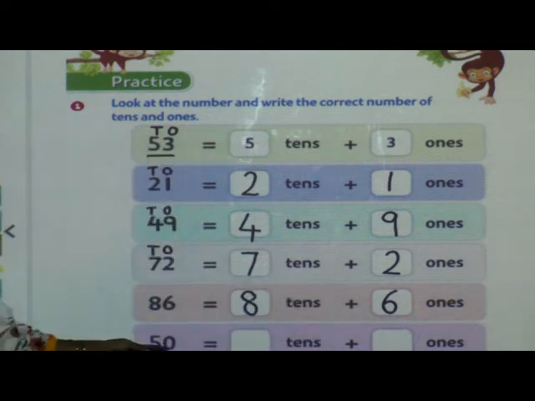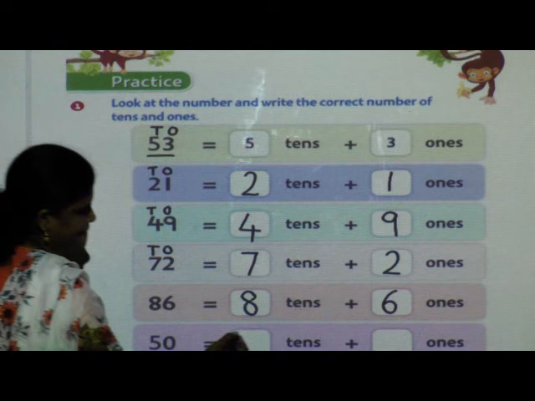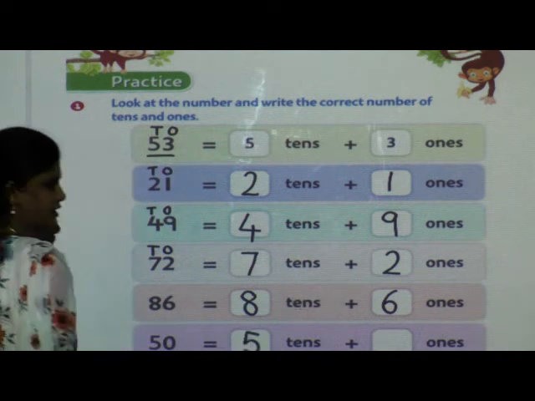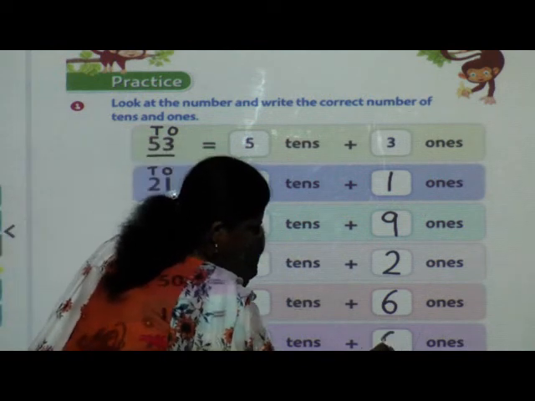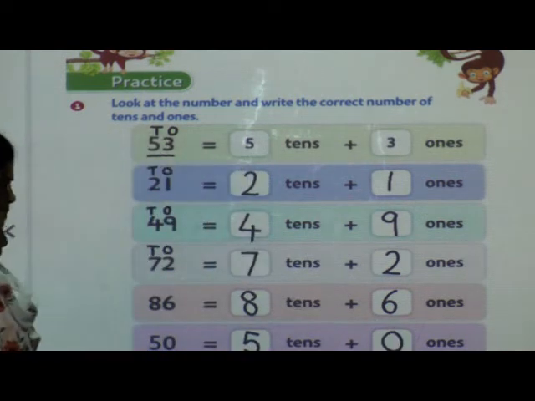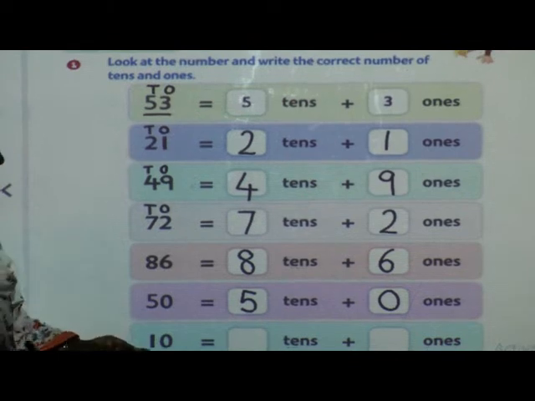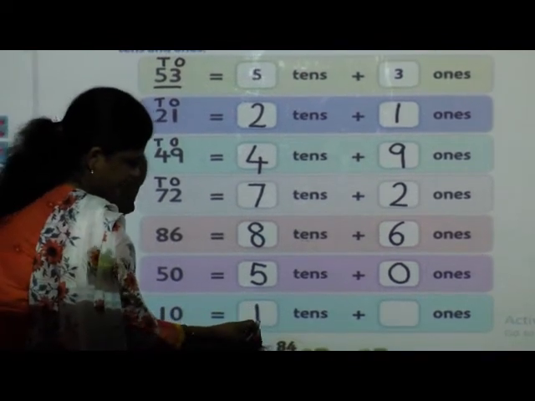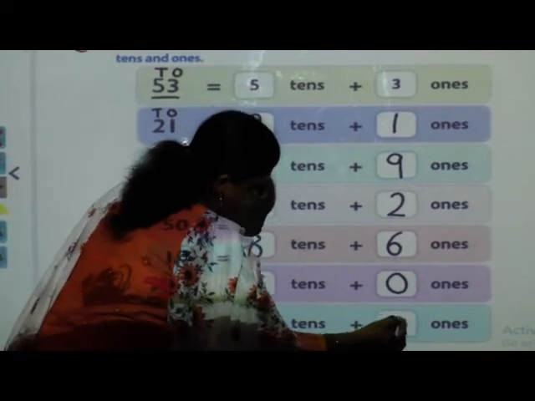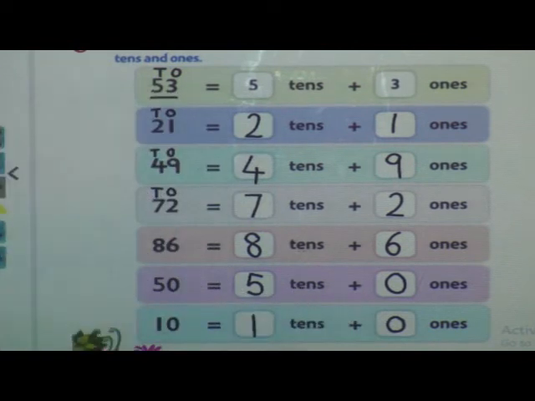Next 5 0, 50. 5 tens, 5 bundles means 5 tens and nothing is there, so 0 ones. 5 0, 50. Next is 10. Yes. Now see, 1 0, 10 means 1 bundle. Yes, like this. And here 0, nothing is there, so 0 ones. 1 ten, 0 ones. In this way we have completed our tens and ones.